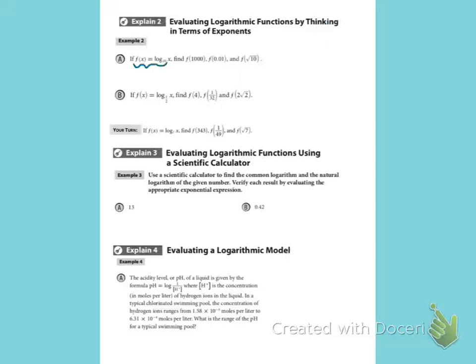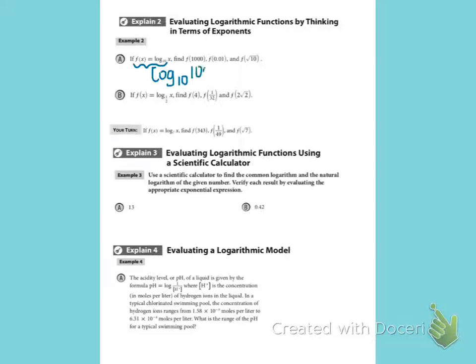And so when I look at this first one, f of x is equal to the log base 10 of x. For this function, what they want us to do is find the value for the given input. So for this first one, they want me to find f of 1000. So if I said f of 1,000, I'd say the log base 10 of 1,000, so I'd plug in 1,000 for x.